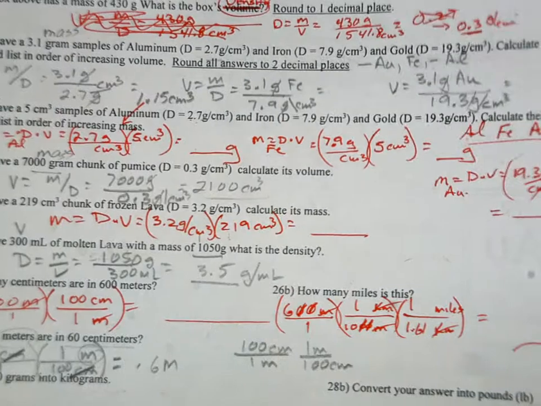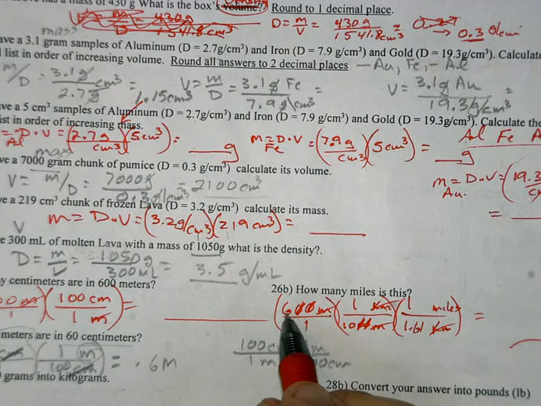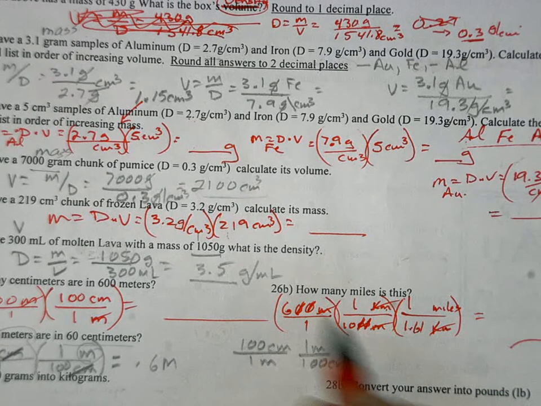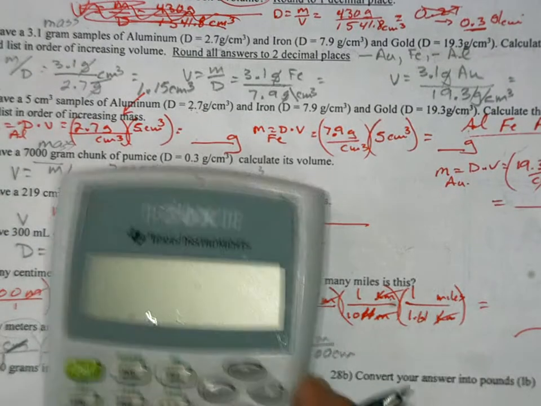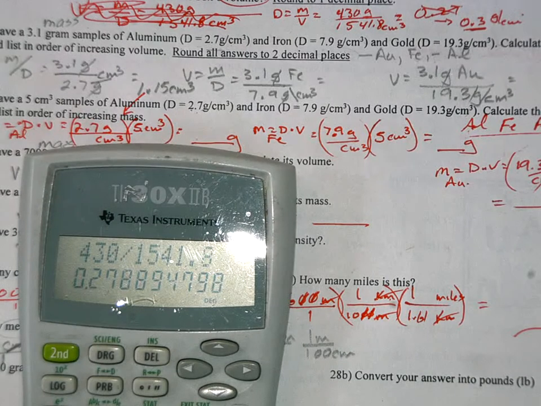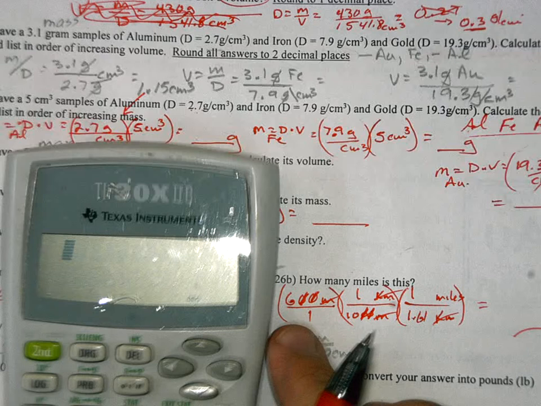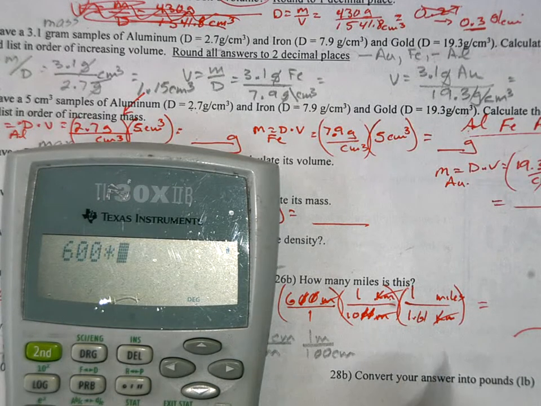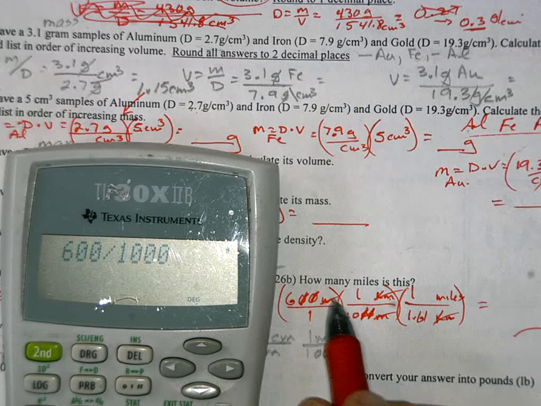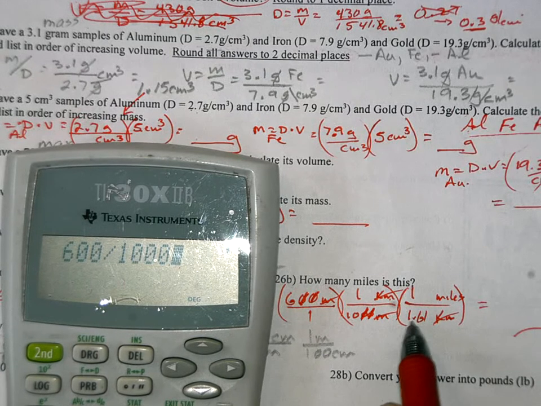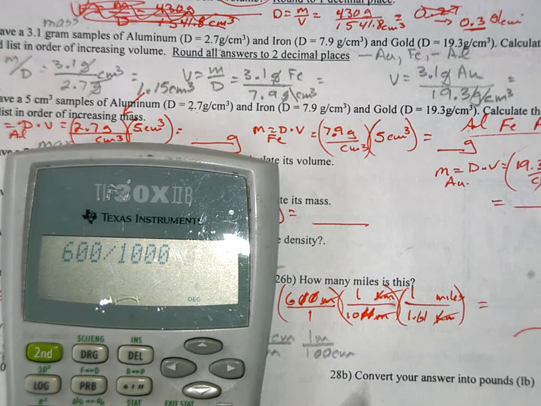And if you don't like what I did, canceling the zeros, just do 600 divided by 1,000 on your scientific calculators. They're really cool to use. You clear, put in 600, divide by 1,000, and then divide again by 1.61. That answer is going to pop out to be about 0.37.